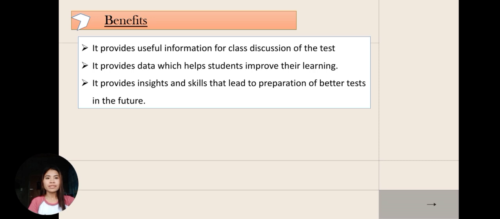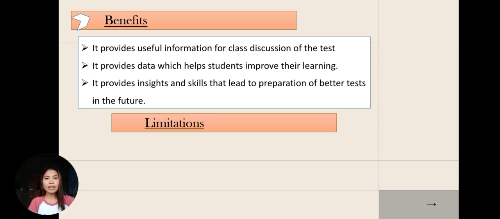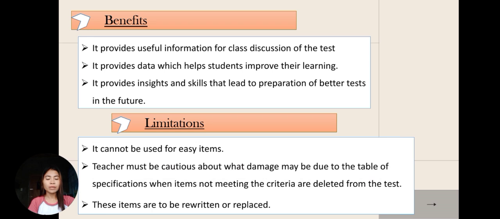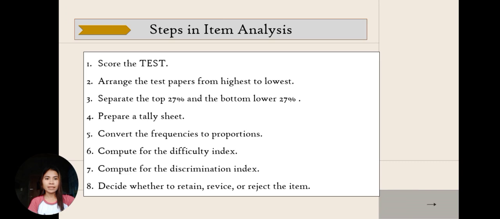Second, it provides data which helps students improve their learning. Third, it provides insight and skills that lead to preparation of better tests in the future. Item analysis does have limitations, such as it cannot be used for easy items. Second, teachers must be cautious about what damage may be done to the table of specifications when items not meeting the criteria are deleted from the test, and these items are to be rewritten or replaced.